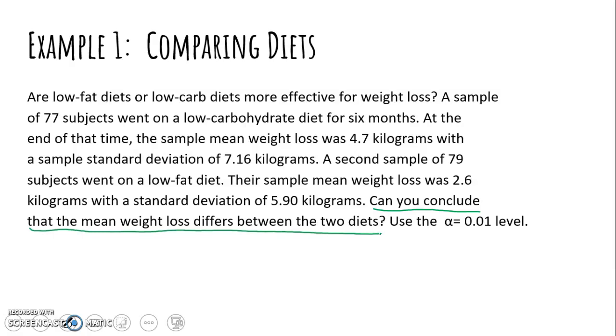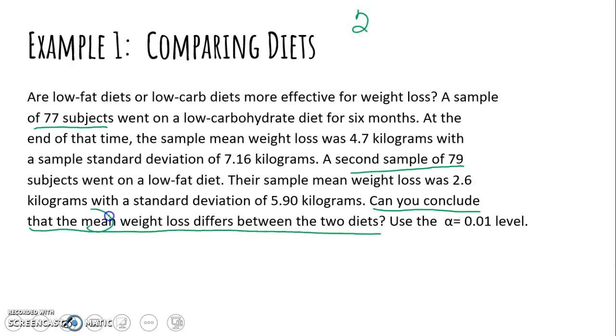Okay, so how do I know that this is one of these new kinds of tests and not like the ones we did in the previous chapter? Well, we're comparing two types of diets, low fat to low carb, and we took two samples. The first sample was 77 subjects, and the second sample had 79 subjects. So if you take two samples, it's either going to be the two sample t-test, the two prop z-test, or the paired t-test. Okay, so we're doing means.